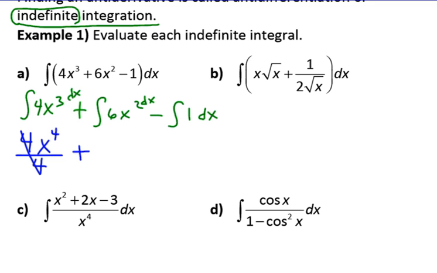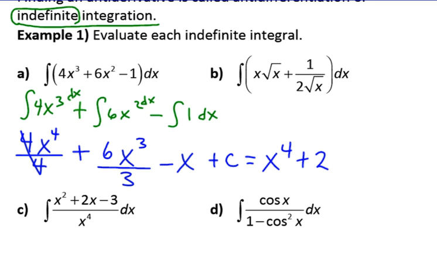Now to the next one. We have an x squared, so that squared will add 1 to become 3. We have a coefficient of 6, which is then divided by 3, so that will become a coefficient of 2. And then finally, we have the integral of 1. What has a slope of 1? It's just x. Then make sure we add our constant of integration. So if we were to write this completely, we would get x to the 4th power plus 2x cubed minus x plus c, and that is the antiderivative.